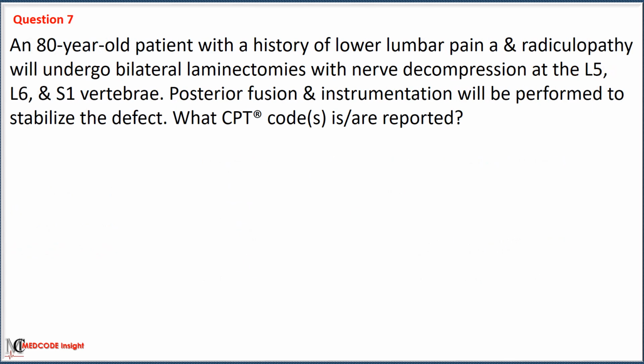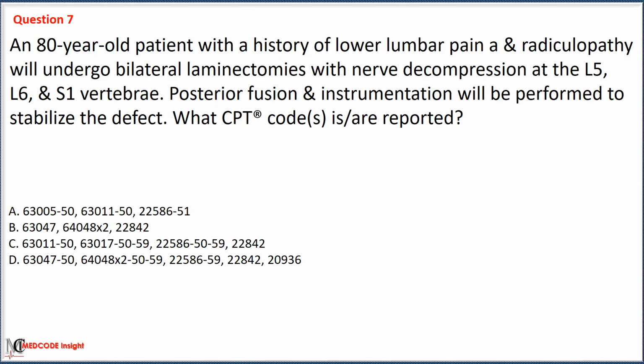An 80-year-old patient with history of low lumbar pain and radiculopathy will undergo bilateral laminectomy with nerve decompression at the L5, L6, and S1 vertebra. Posterior fusion and instrumentation will be performed to stabilize the defect. What CPT codes are reported?